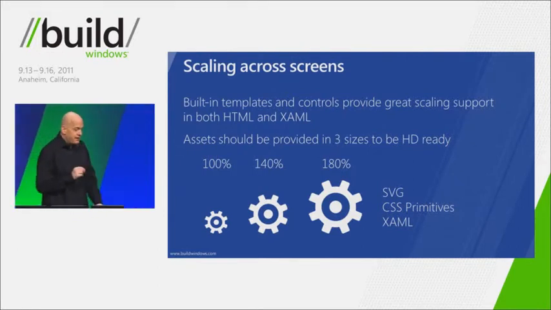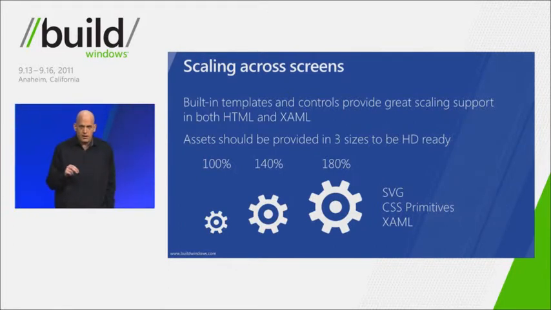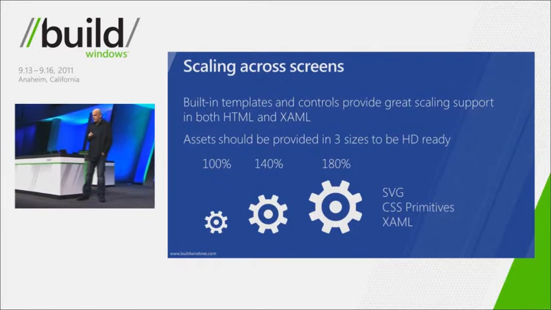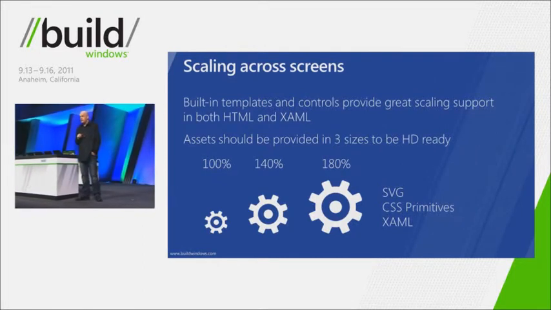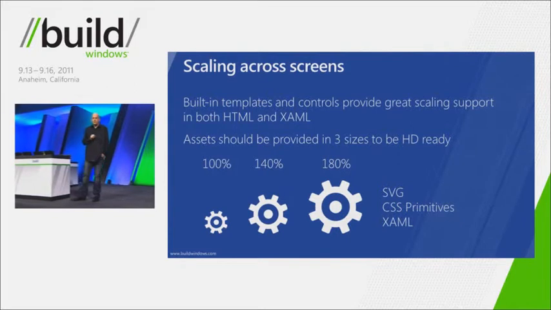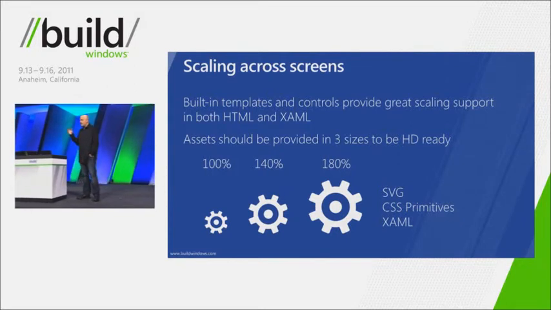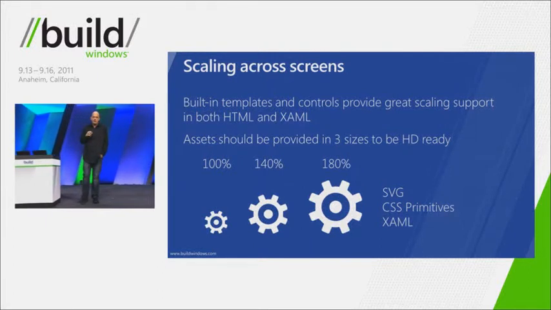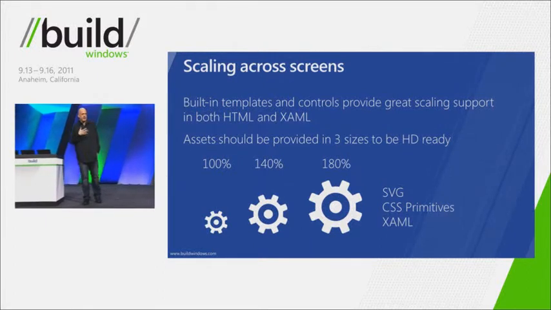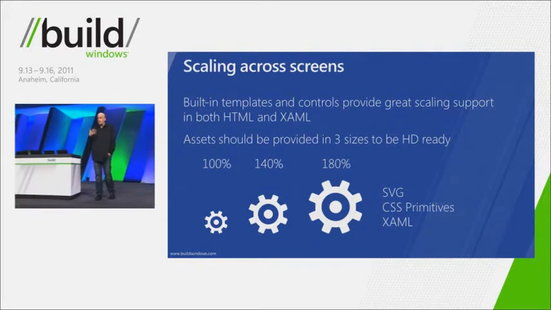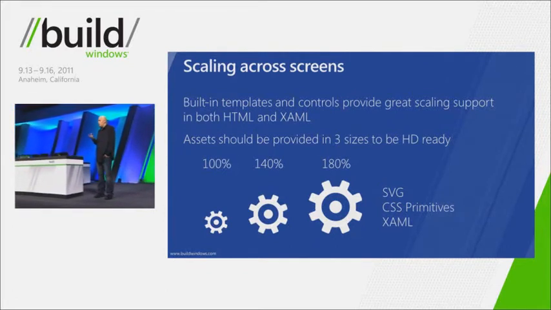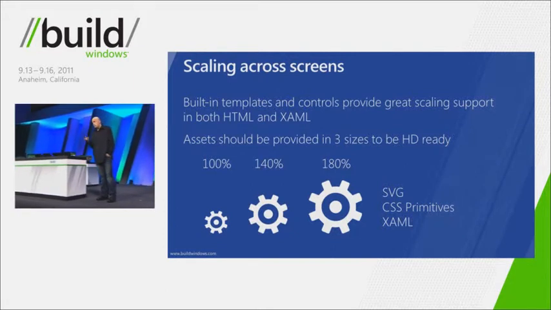But it does mean that you will want to provide 3 sizes of assets to be ready for HD screens in the future. This 100% asset that you see here is the one that, when you're debugging on your Samsung Windows Developer Preview PC, you will see show up there. The 140% is the one that shows up on sort of the same screen except more HD. This laptop's already running at 140. And then 180 is the size that runs on the Ultra HD screens that are going to become commonplace in a couple of years.